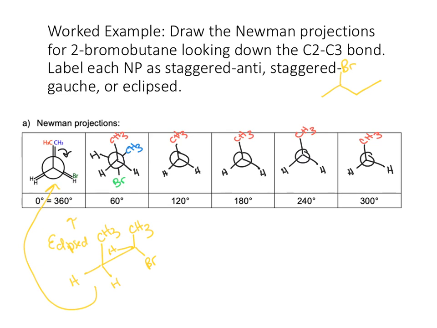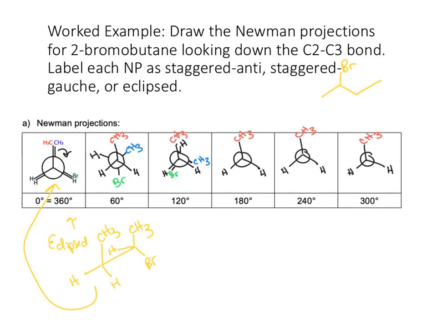So when you're drawing the eclipsed conformers, I usually just draw the bonds a little bit to the side of the front bonds. They're right on top of each other, but visually you want to draw them just a little bit askew. So now the bromine will be here, the methyl in blue will be here, and your hydrogen will be up here. Now rotate again.